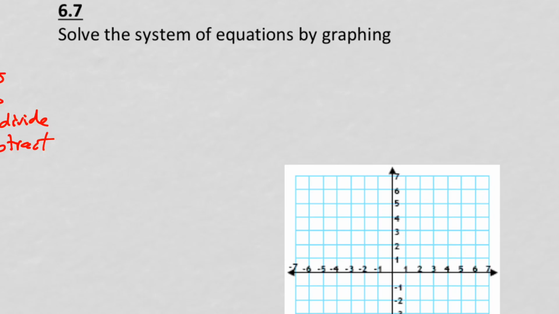Okay, next we have 6.7, solve the system of equations by graphing. So we're going to do 2 equations at a time. Before we do that, let me remind you that if the 2 lines intersect, that gives you a solution. So basically, that's called a consistent system because they're intersecting.